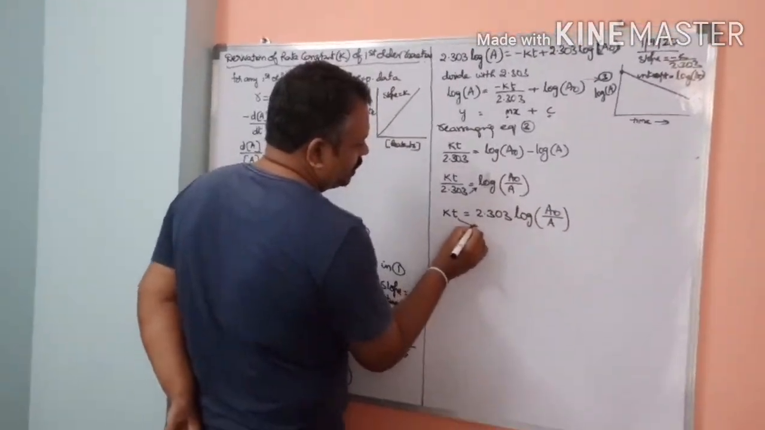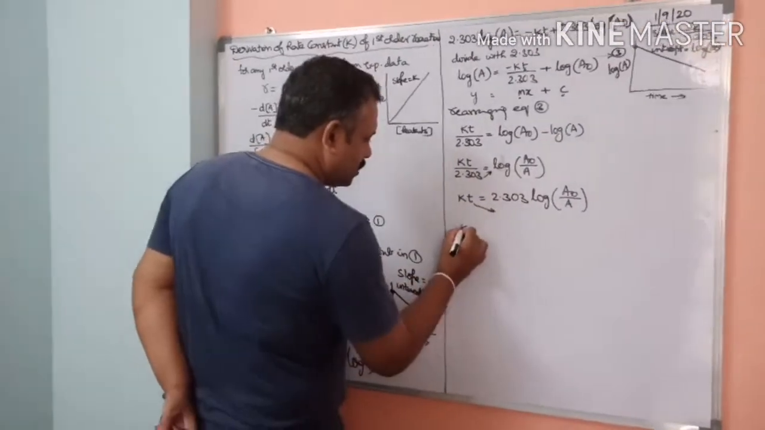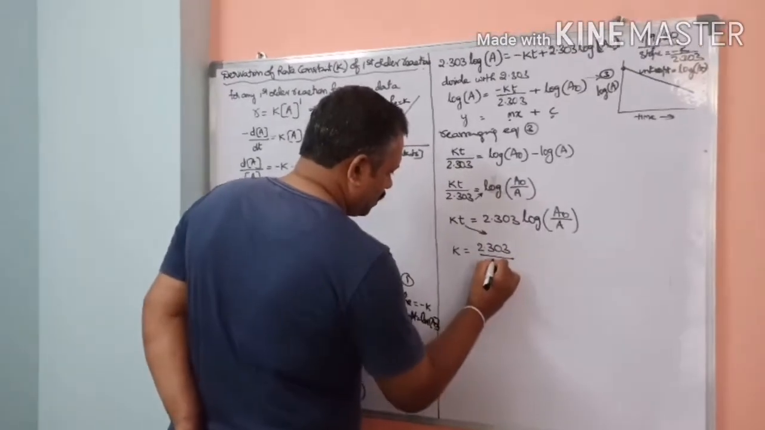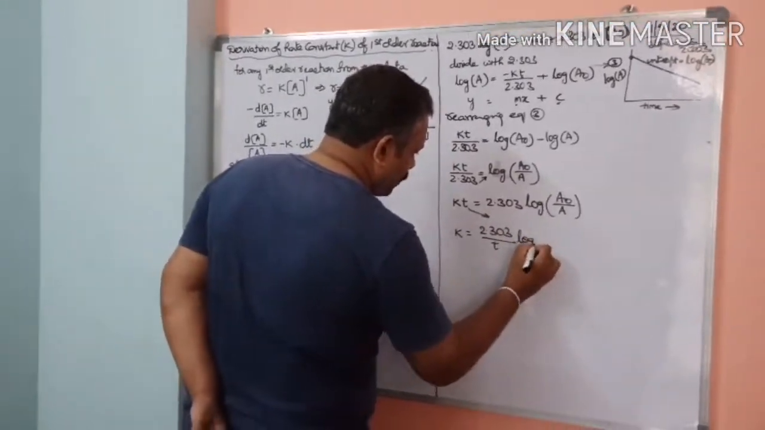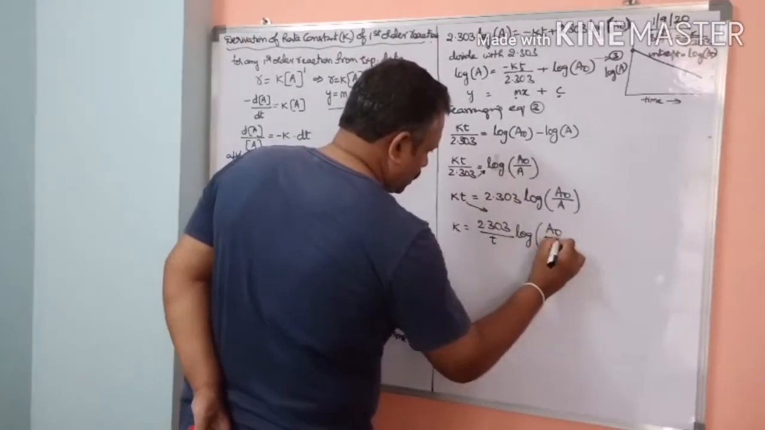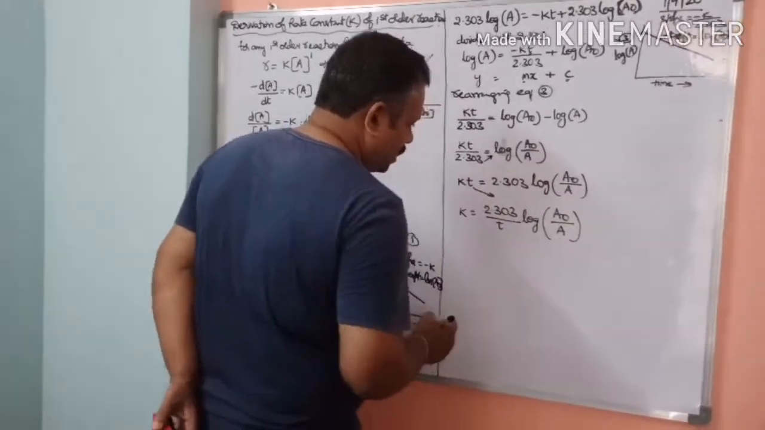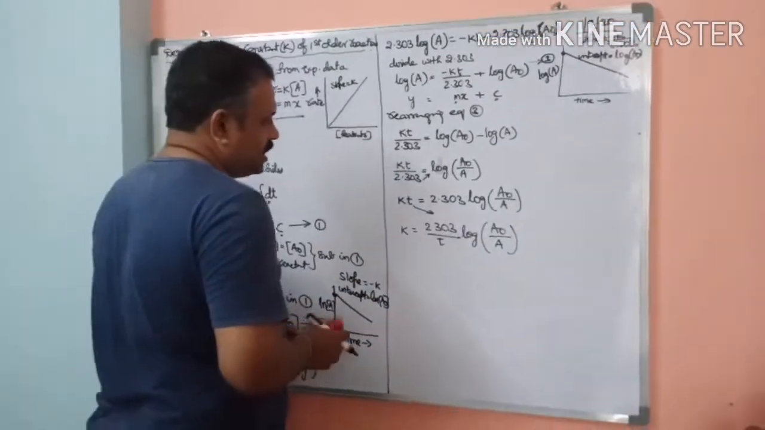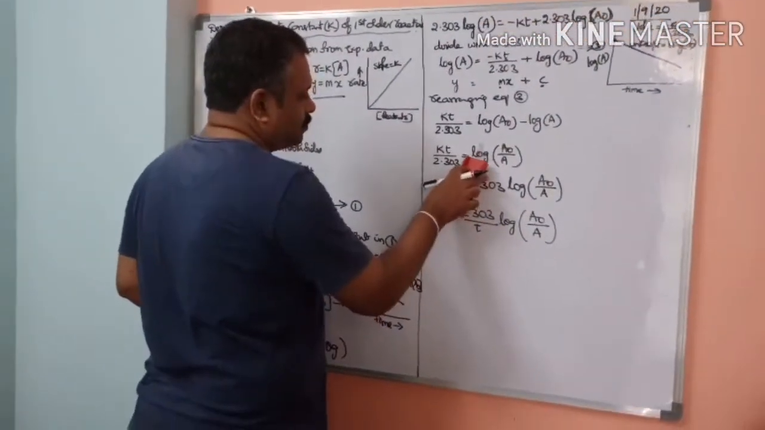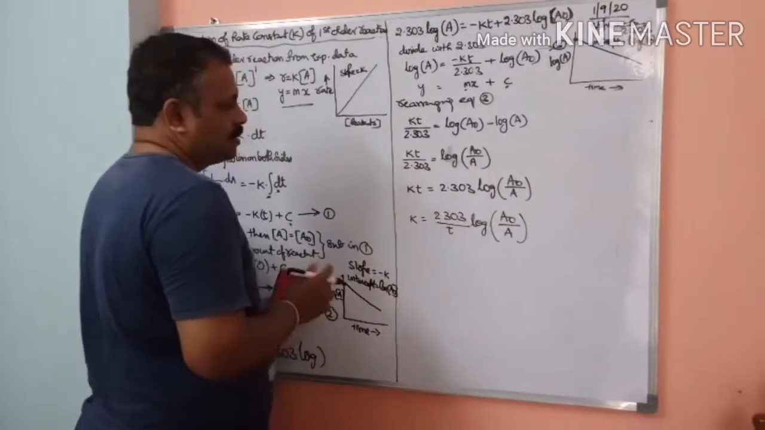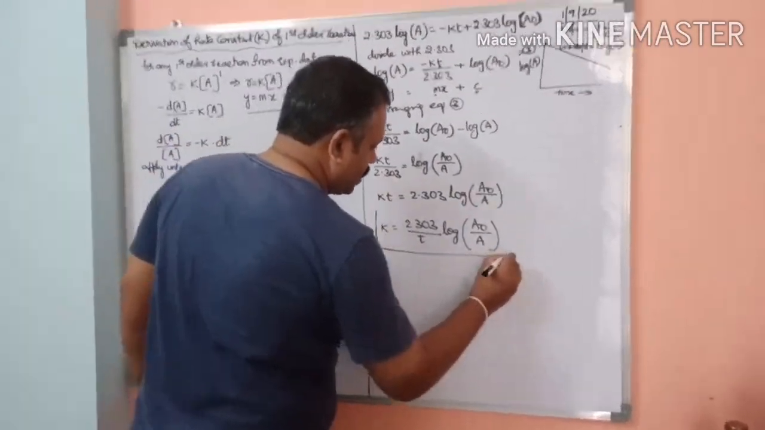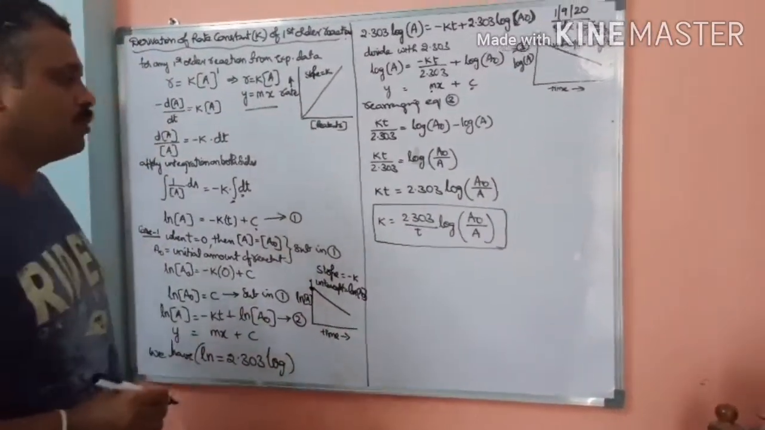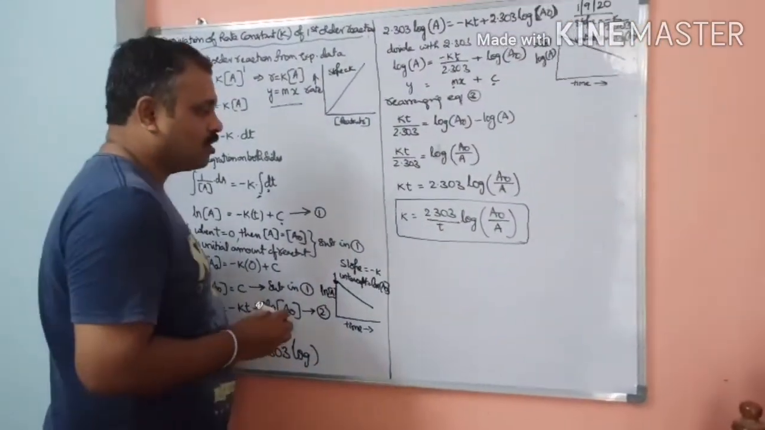Now send the t term also to the other side. So the expression is in our final format what we require, the integrated rate equation, which is finally given as k is equal to 2.303 by t log of A naught by A. Okay. This is the formula we intended to derive in today's class. So k is equal to 2.303 by t log of A naught by A.